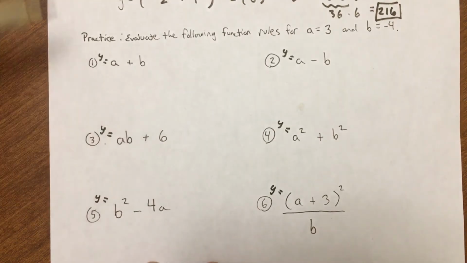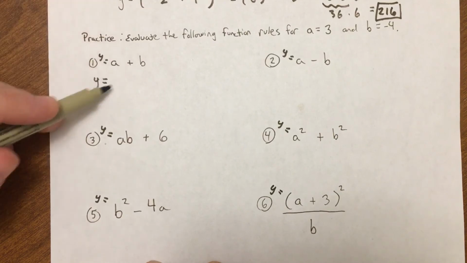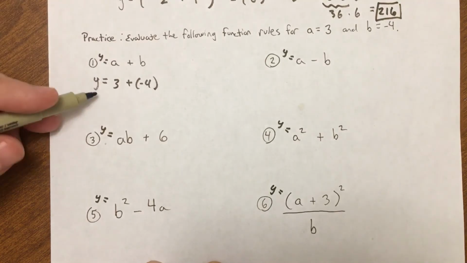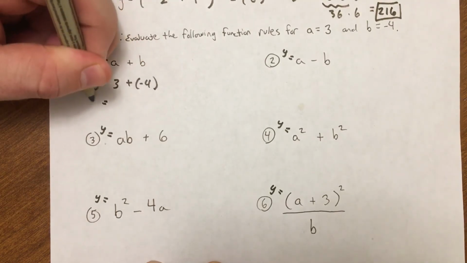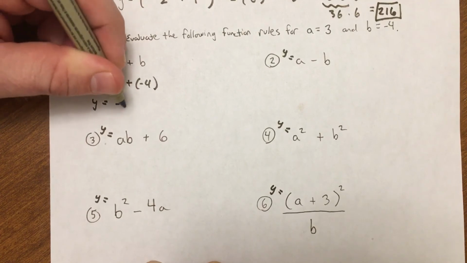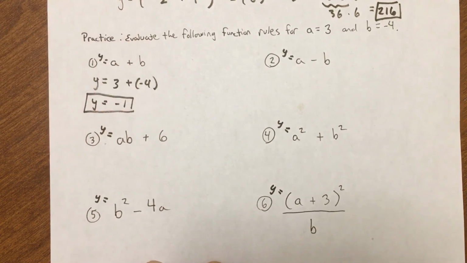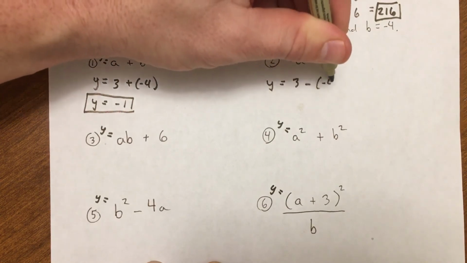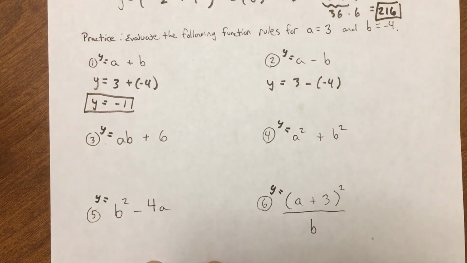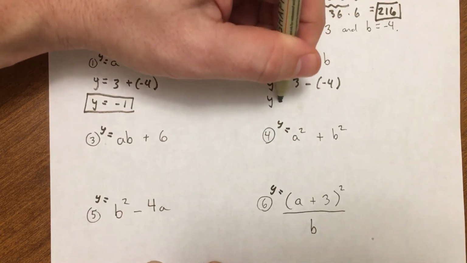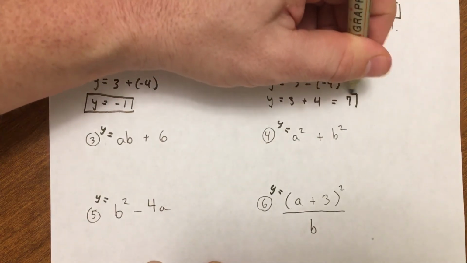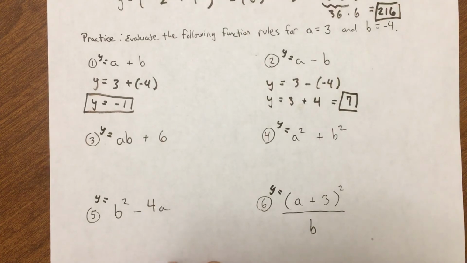So let's evaluate. We're going to replace the variables a and b with our numbers 3 and negative 4. So 3 plus negative 4 would give you a y value of negative 1. Now let's try the next one out. So y equals 3 minus negative 4. Okay, so keep, change, flip would be y equals 3 plus positive 4. So 3 plus 4 gives you 7. So there's the first 2 examples.